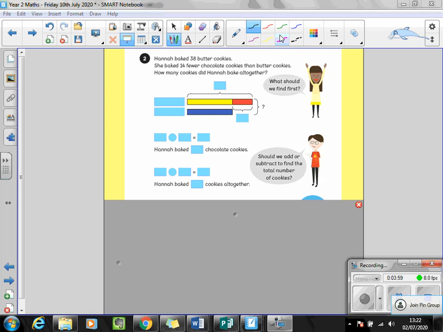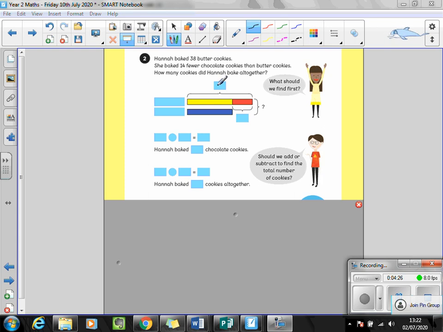Okay, so we know that Hannah baked 38 butter cookies altogether. She then baked 14 fewer chocolate cookies than butter cookies. We want to find out ultimately how many cookies she baked altogether. Now we can't just find out how many she baked altogether because we don't know how many chocolate cookies she actually made. All we know is that she made 14 fewer chocolate cookies than butter cookies.